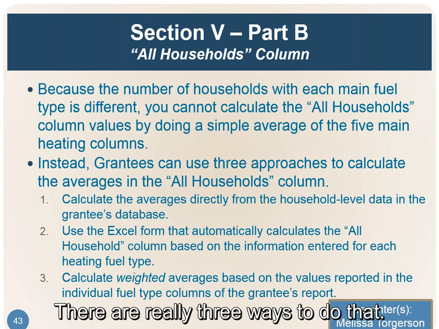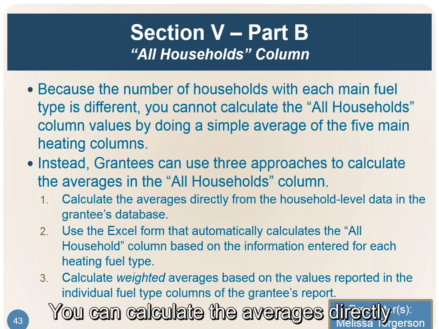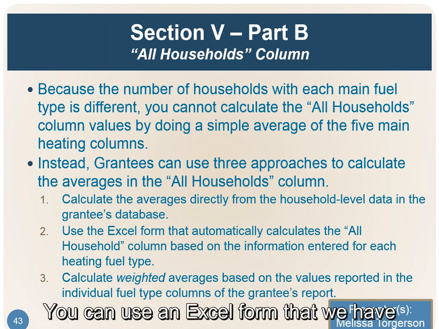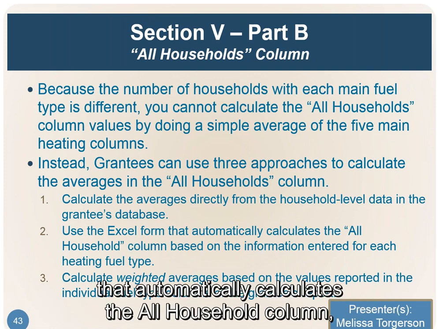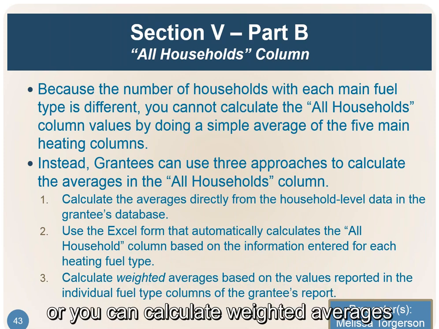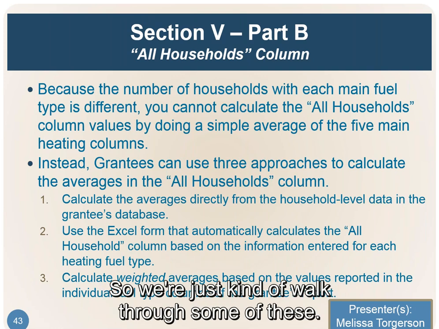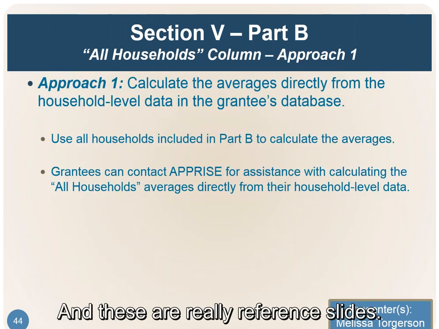There are really three ways to do that. You can calculate the averages directly from the household level data in your database. You can use an Excel form that we have that automatically calculates the all household column, or you can calculate weighted averages based on the values reported in the individual fuel types. And so we're going to just kind of walk through some of these, and these are really reference slides.